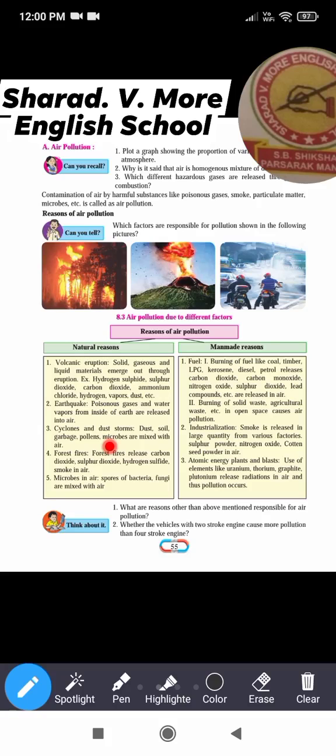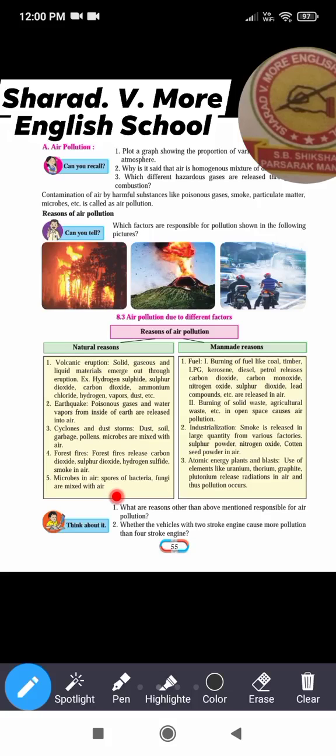Now, forest fire. Forest fires release carbon dioxide, sulfur dioxide, hydrogen sulfide and smoke into the air. During a forest fire, because of the burning of wood, there is a release of harmful gases like sulfur dioxide, hydrogen sulfide, carbon dioxide, and carbon particles in the air, and this causes air pollution. Fifth one, microbes in air.